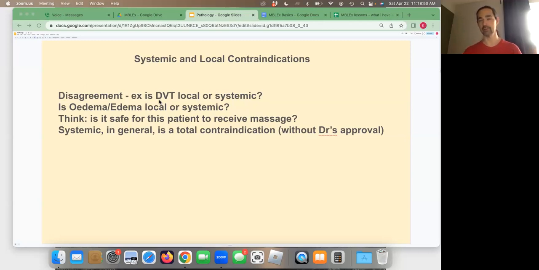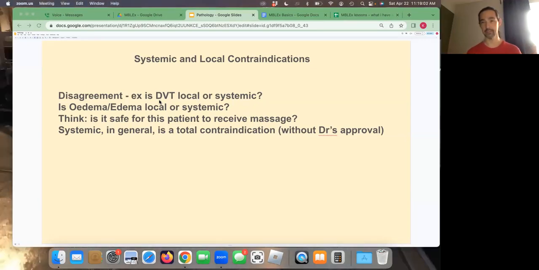Please get something written from them, and bring it back, and we'll start working together. And probably they will say, but if they don't work on the area that's affected. So the area that's affected is definitely local, but the client is coming in with a systemic contraindication.